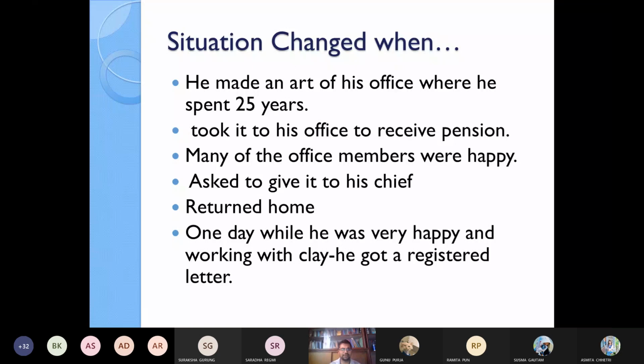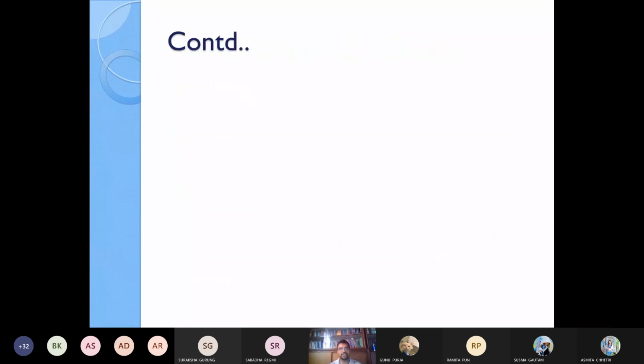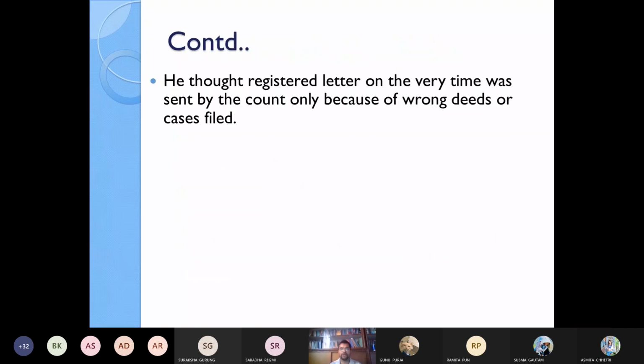One day, what was he doing at home? One day he was very happy and working with clay, making artistic things, and he got a registered letter. A postman came with a registered letter. He thought that a registered letter at that time was sent by the court, only because of wrong deeds or cases filed. At that time, registered letters mostly came only from courts or lawyers.